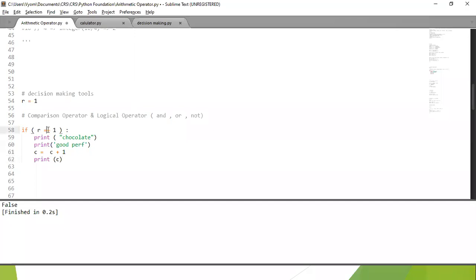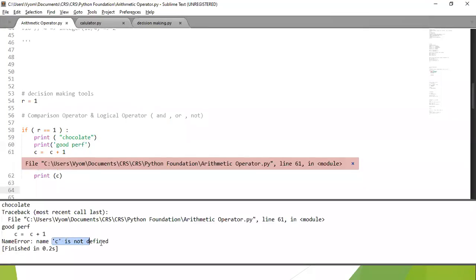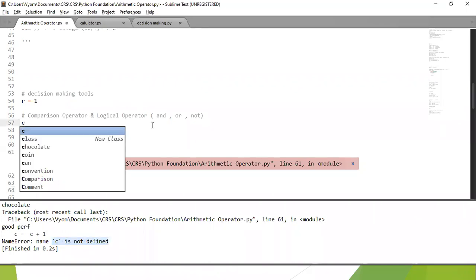So if R equals 1, and if it is true, all these statements will get executed. And what do you think? Will I get an error when I execute this or not? Some people are saying no, few people are saying yes. I think people who are saying yes are correct. Why will I get an error? Because C is not defined. So I'll have to define C.